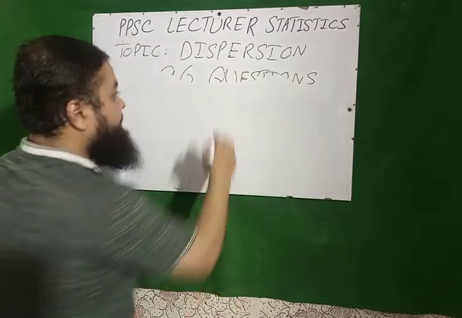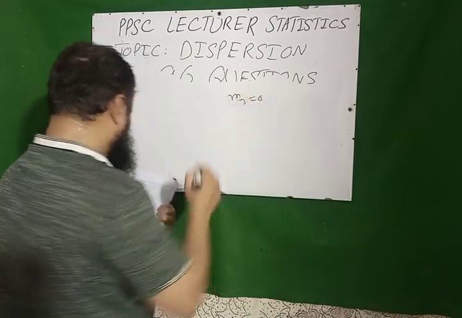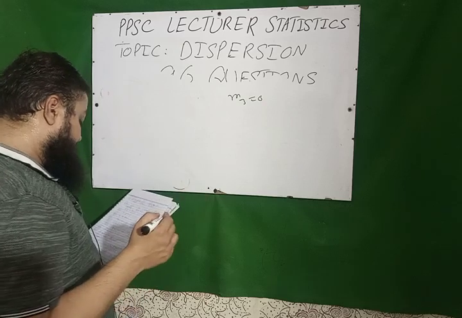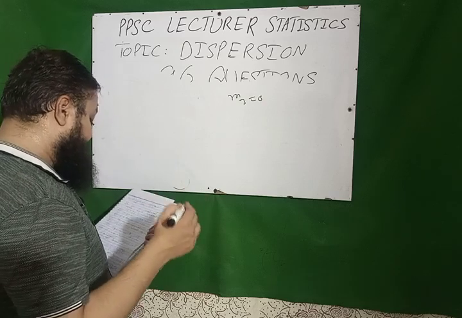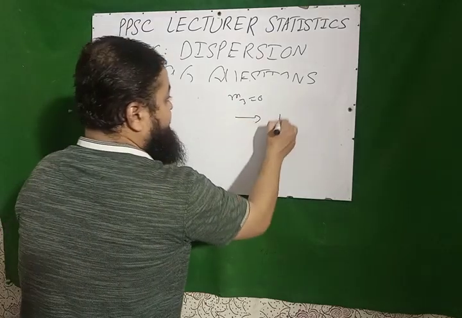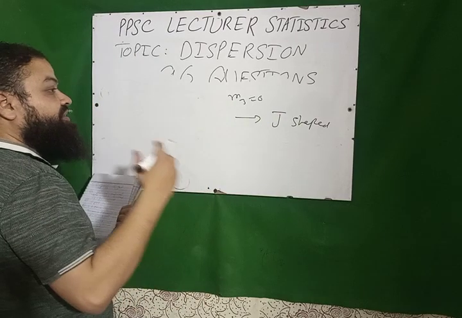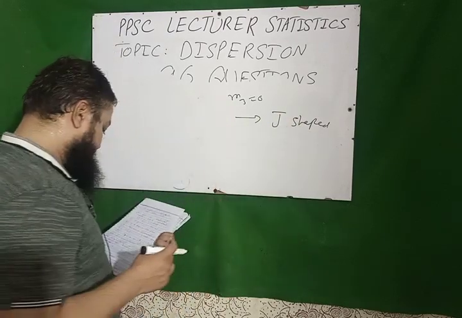Next is M3 is equal to 0 means symmetrical distribution. Beta 1 is equal to 0, symmetrical. Extremely negatively skewed graph will be J-shaped. Please keep in mind, extremely negatively skewed distribution will be J-shaped.